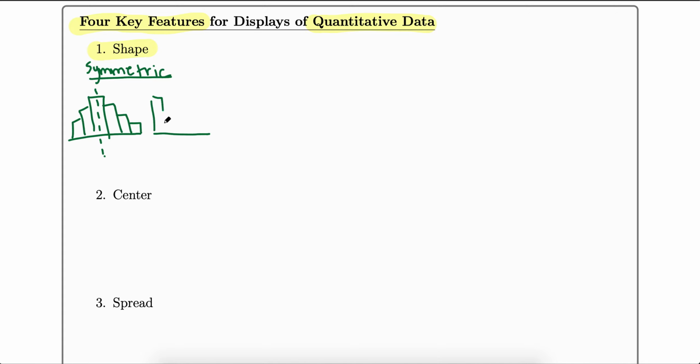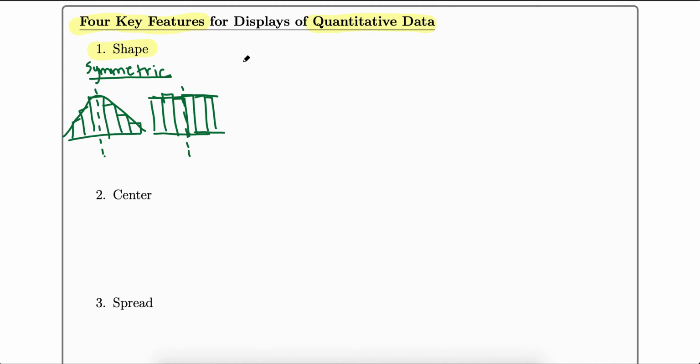Maybe it's something like this, where it's basically flat across, left side and right side match up. Just think of squinting your eyes and looking at that general pattern: could you fold it in half and have approximately the same on the right and left?